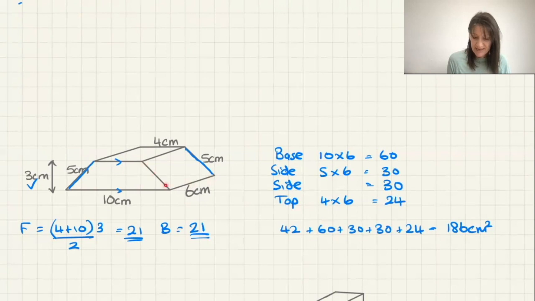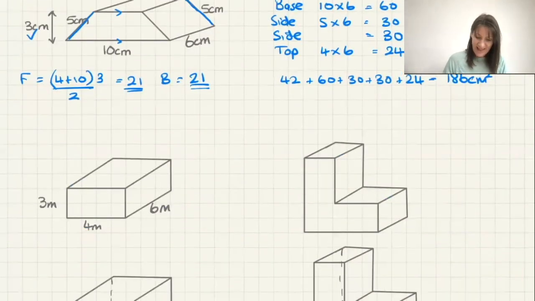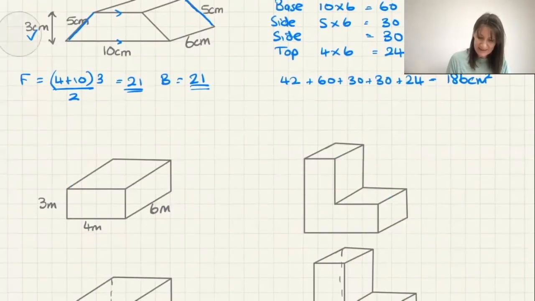So exact same approach as the triangle prism: front and back, and then this edge times back, this edge times back, this edge times back, this edge times back. So timesing by that third length every time, okay? All right, that is, let me clean this off.